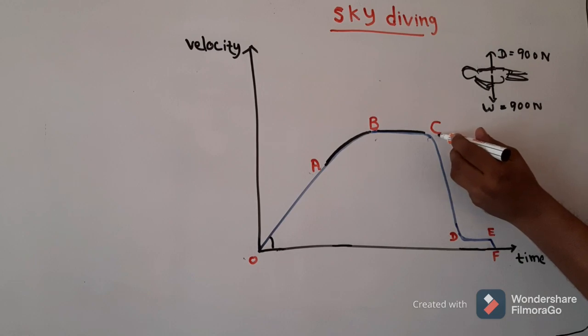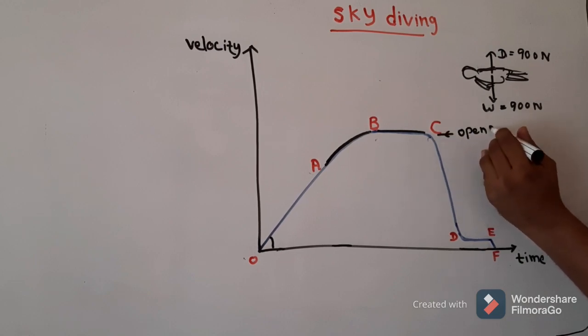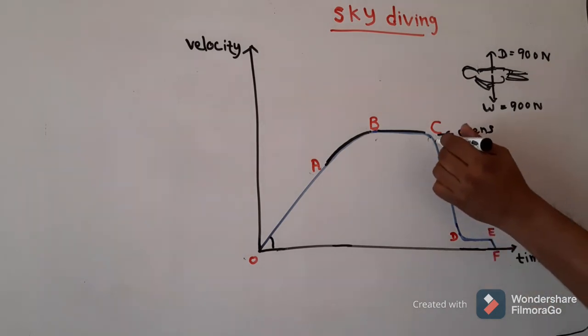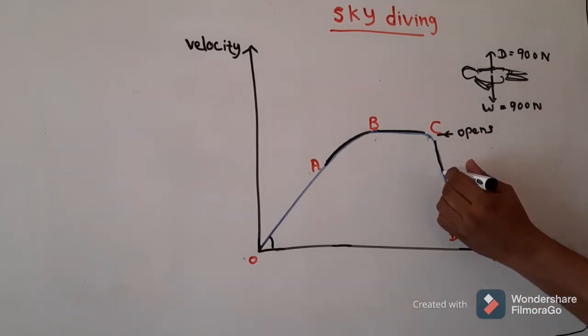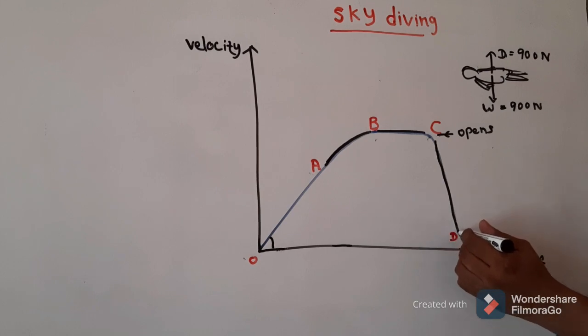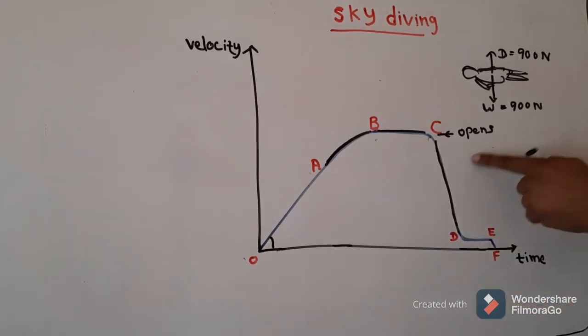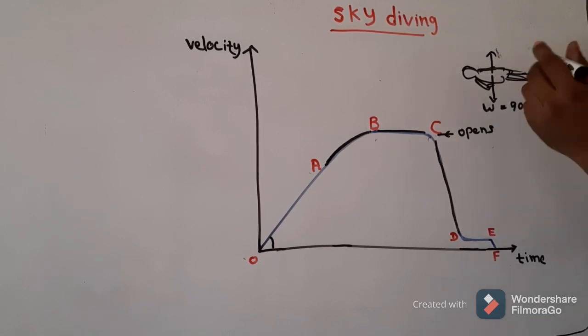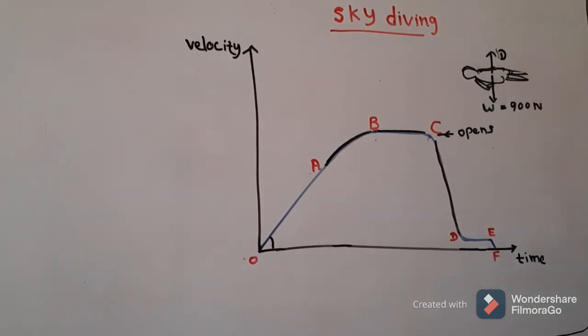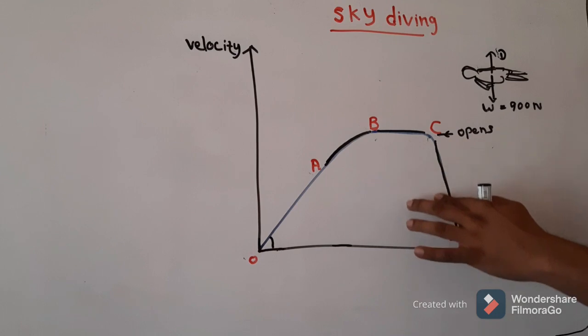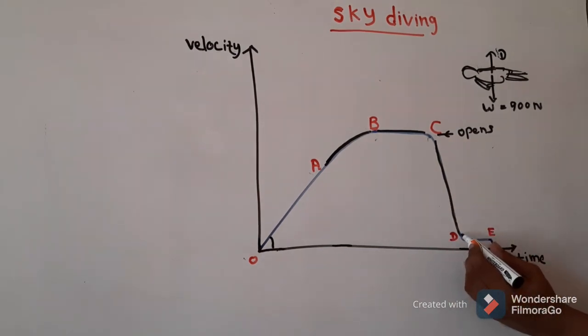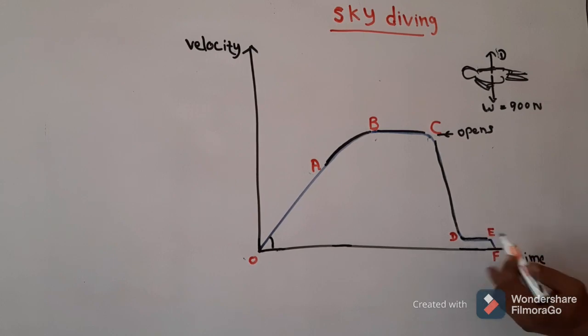At C, he opens the parachute, and as a result, there's a sudden decrease in velocity. So this is a sudden deceleration. How does this happen? When he opens the parachute, his air drag largely increases. There's a huge air drag. As a result, speed is largely dropped. And again from D to E, after falling a certain distance, he comes to a constant velocity, and this is a safe landing velocity.